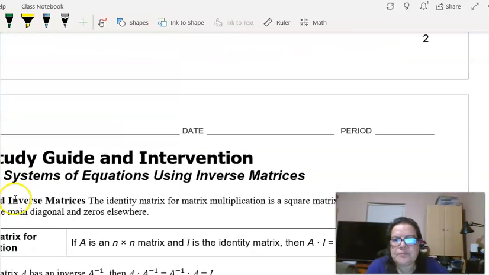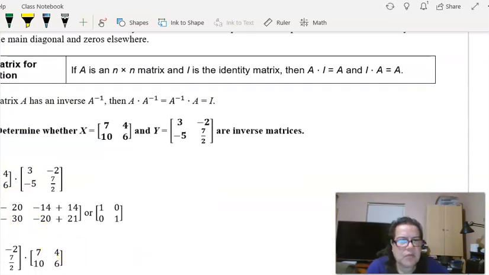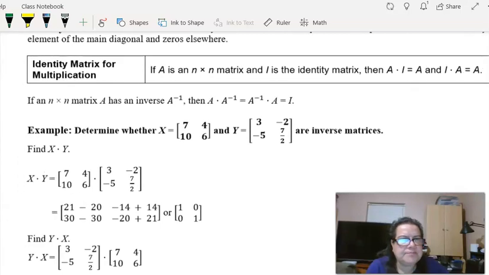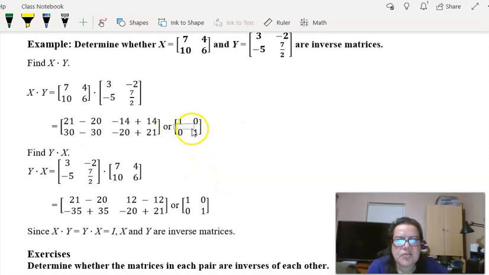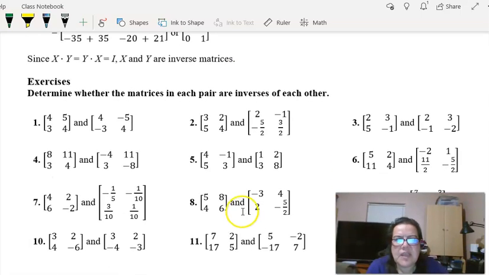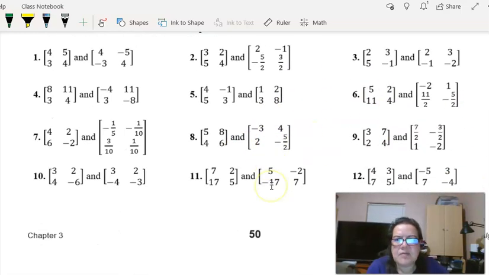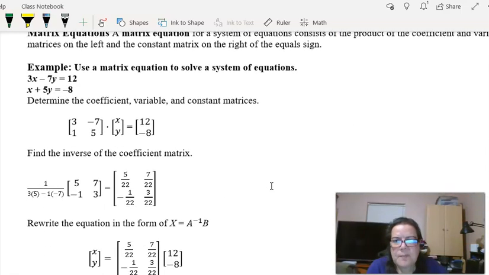Then what you're going to be doing is working on some of the problems to do just that. Remember, to find out if you have an inverse, multiply them, X times Y, then the opposite, Y times X. When you do that, you should be getting the identity matrices back. If you do, then you do have an inverse, right? Those are inverses of each other. And so basically, you're going to be doing that with these questions here.